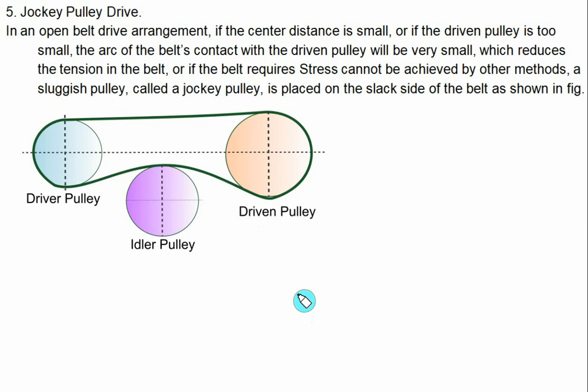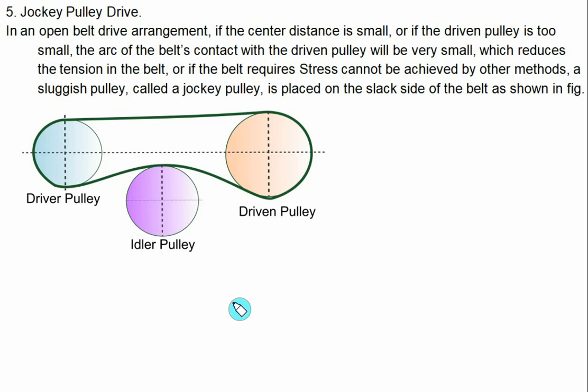The fifth type is a jockey pulley drive. Whenever we have an open belt drive arrangement and the distance between the driver shaft and the driven shaft is small, in that case the arc of contact is smaller, and because of that the power transmission will be lower as the tension will be lower.